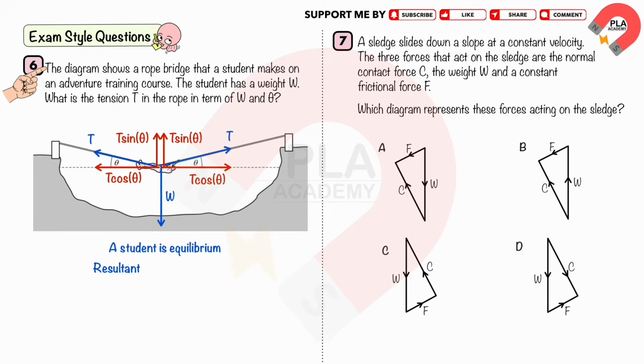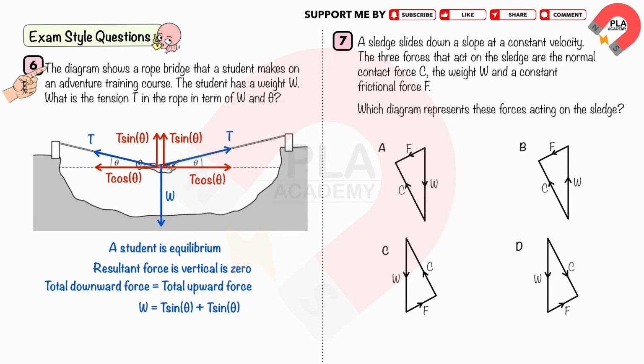The student is in equilibrium, so the resultant force is zero. This means the total downward force equals the total upward force. So, W equals T sine θ plus T sine θ. We get W equals 2T sine θ.